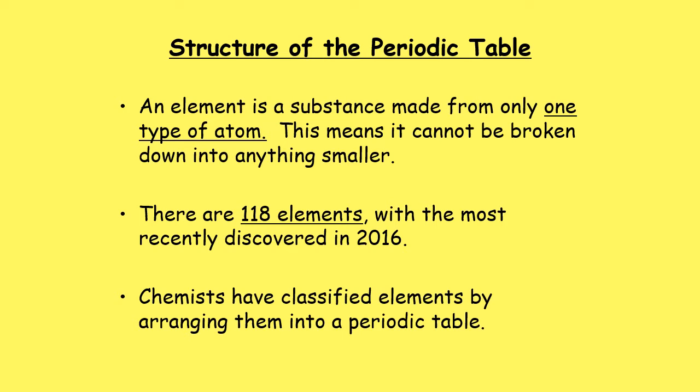There are so far 118 elements, and the most recent of these was discovered in 2016, so quite recently. Chemists classify the elements, so that's group the elements, and arrange them in something called the periodic table.